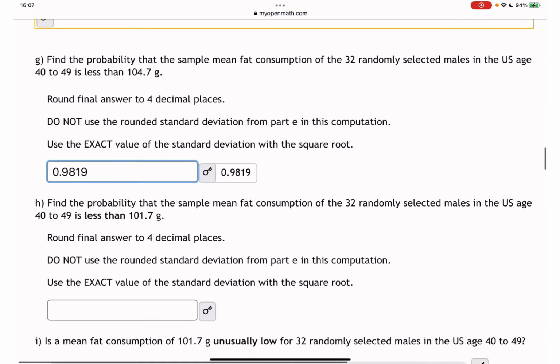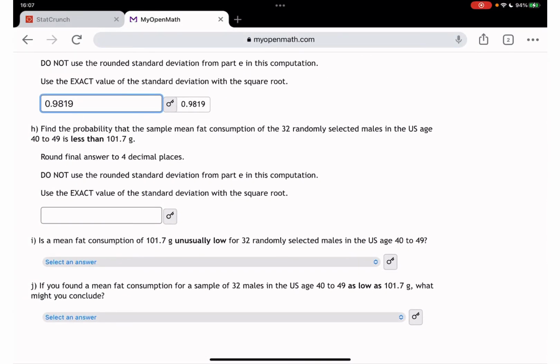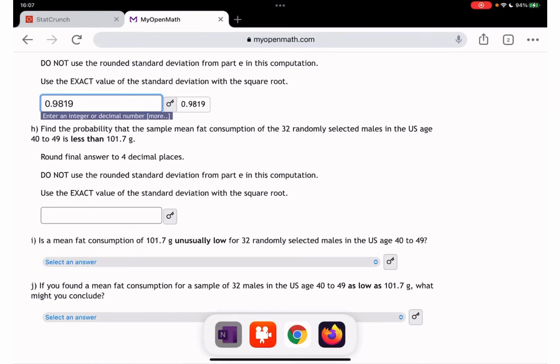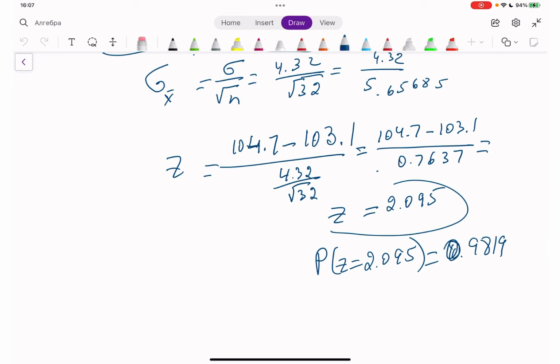All right. Moving to the next one, it's going to be the same way. 101.7, H. It's the same calculation, but with 101.7. The bottom is the same, 0.7637, and on the top we get 101.7 minus 103.1, and we are getting negative 1.4. So negative 1.4 divided by 0.7637.